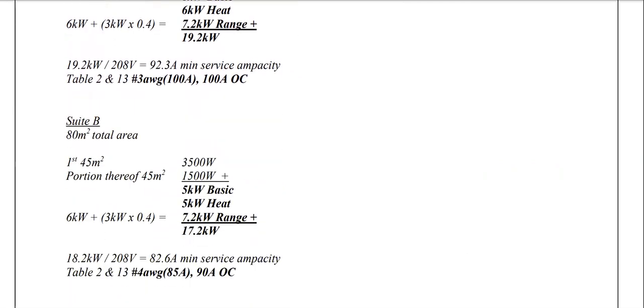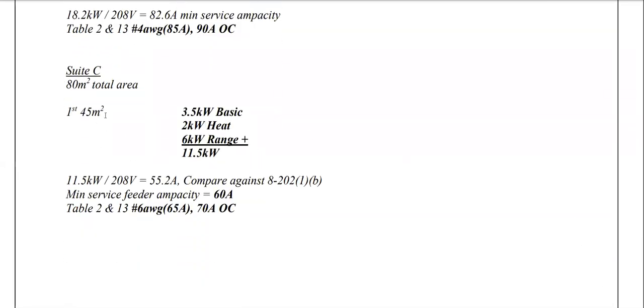Let's look at suite B. It's slightly smaller, therefore the basic load is a little bit less, 5 kilowatts. 5 kilowatt heat, 7.2 kilowatt range, giving us 17.2 kilowatt total demand. Divided by, again, 208, because this is a 3-phase 4-wire supplied apartment service, and the suite is getting single phase, or you could say 2 phases, 208. We get 82.6 amps, which we take to table 2 for 85 amps, and table 13 for a 90 amp overcurrent.